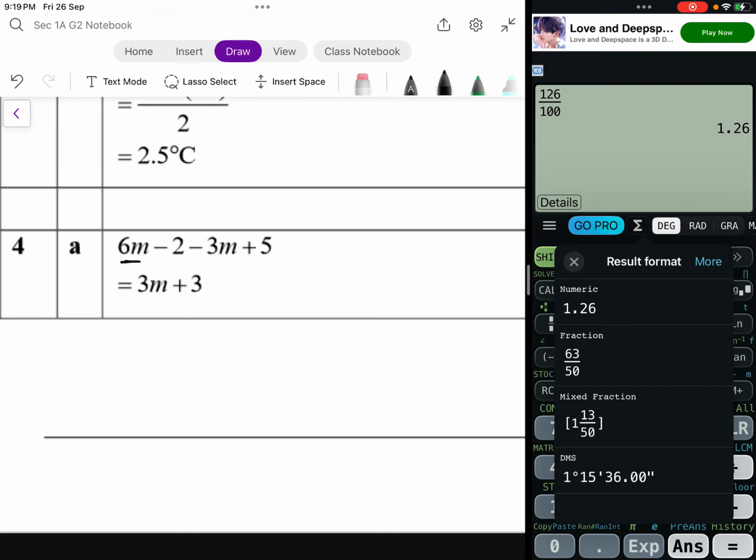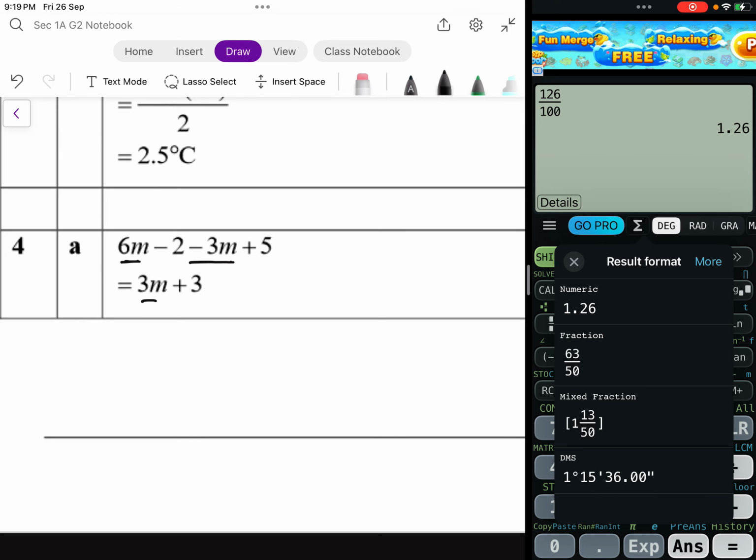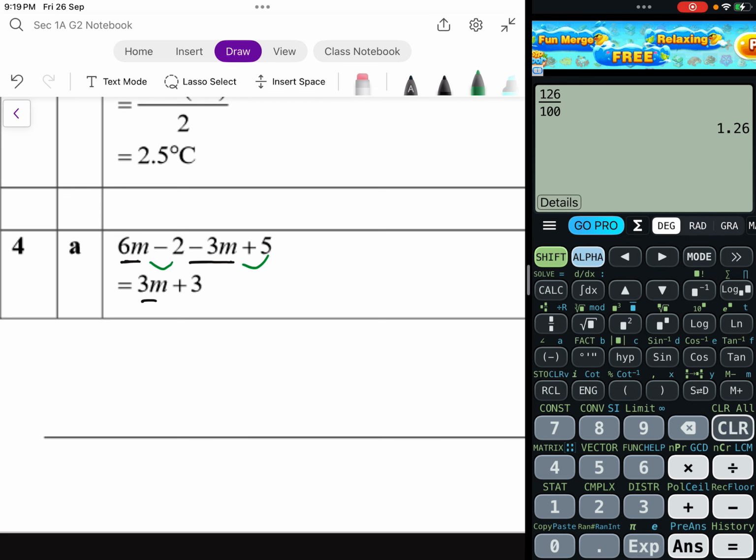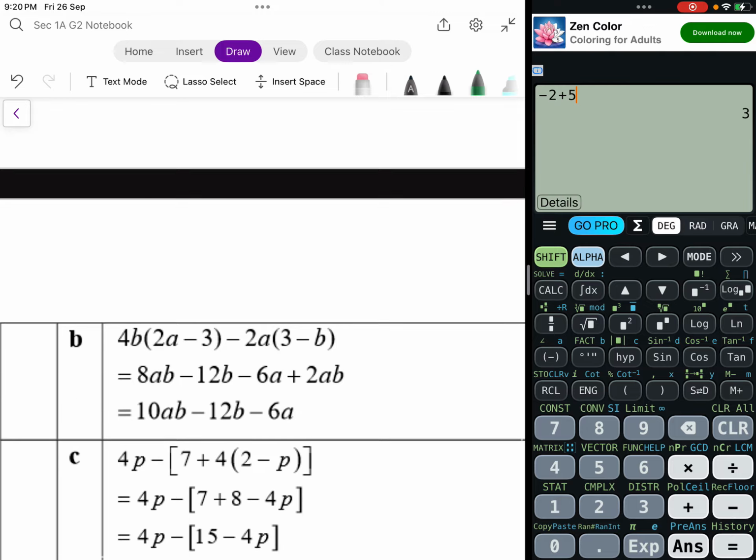Okay, next one. 6m minus 3m. So we take m minus m, so it's 3m. Then we take minus 2 plus 5. So minus 2 plus 5, you can use a calculator. Plus 3. So this is why you get the answer.